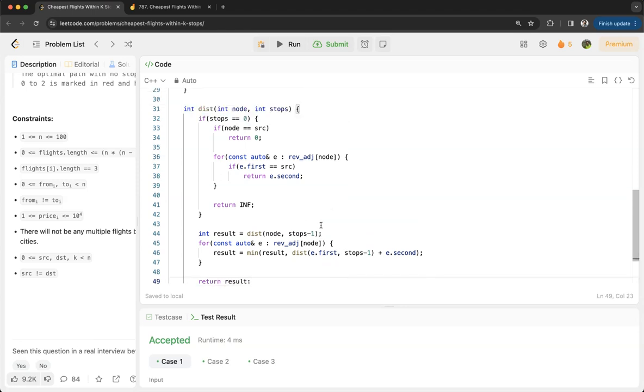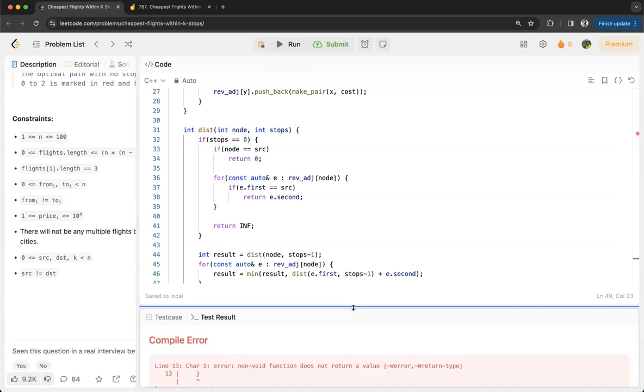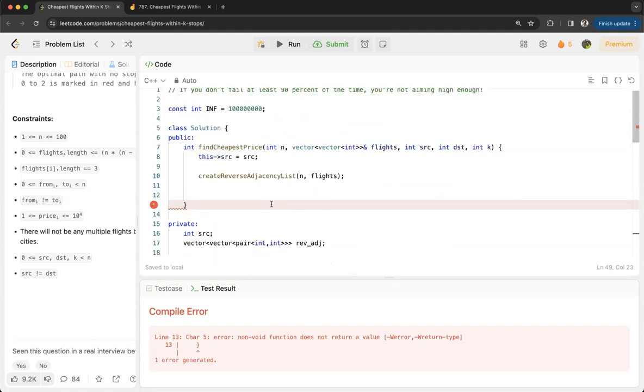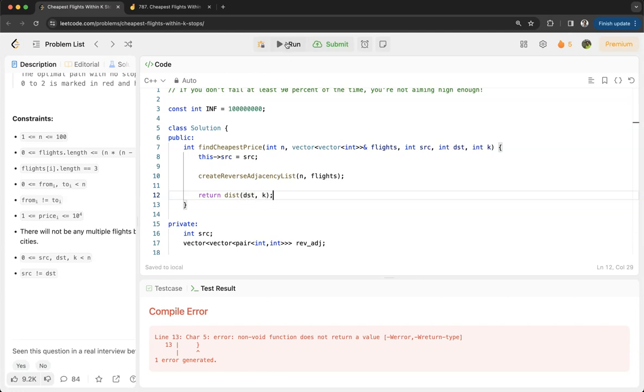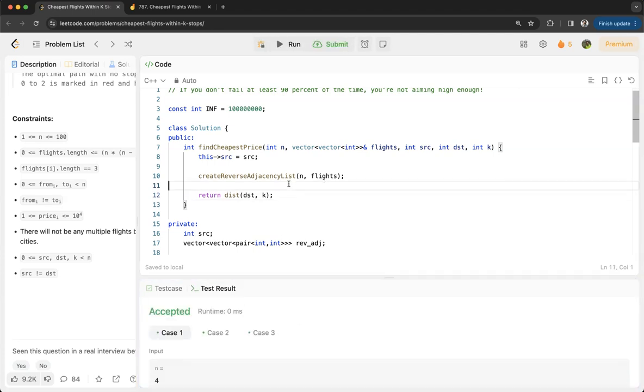So we just need to memorize this answer so we don't get time limit exceeded, but let me just check if I'm doing everything right for now. We should return something. Okay, here we return this of DST and K. Okay. That's it.